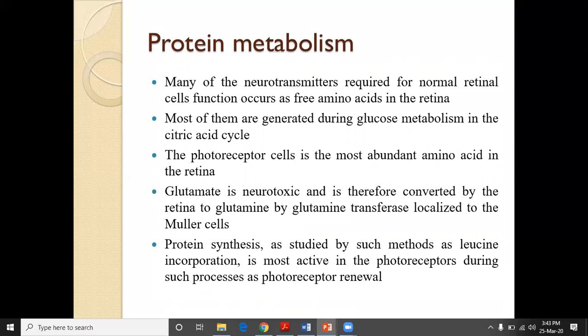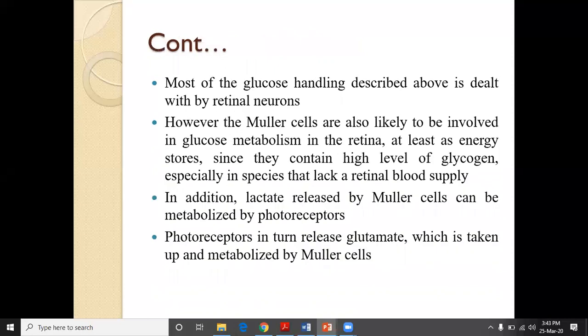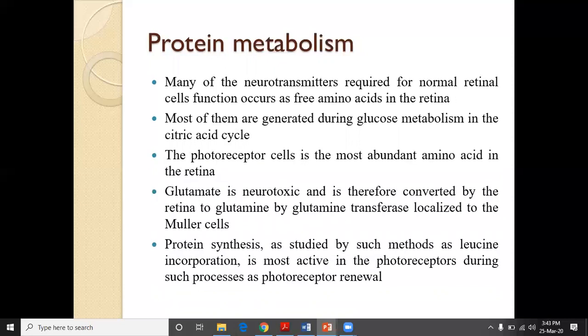Glutamate is neurotoxic and is therefore converted by the retina to glutamine, by the glutamine synthetase localized in the Müller cells. So glutamate, which is neurotoxic and can damage the cells, is taken up, converted and metabolized by the Müller cells, as we have seen just now.